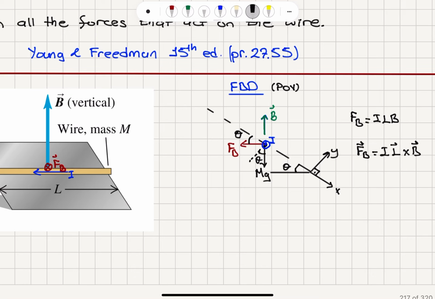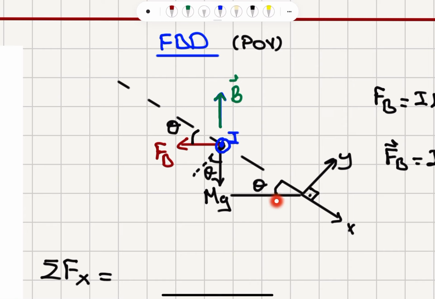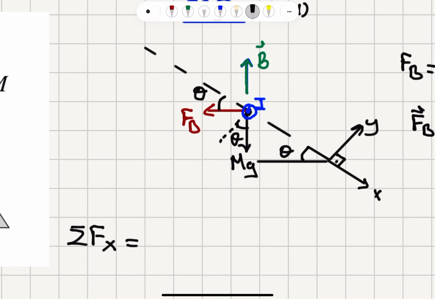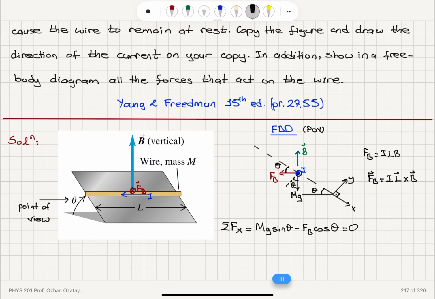If I look at the x component of these forces, the net force along the x-axis, which is basically this inclined plane, you can see from the geometry here, this is theta, this is 90, 90 minus theta, this is theta. mg cosine theta is the perpendicular component, mg sine theta points down the incline. On the other hand, the magnetic force makes an angle theta with respect to the inclined plane, pointing upward. So it's going to be minus the magnetic force FB cosine theta, and since the wire is to remain at rest, the net force has to be equal to 0.